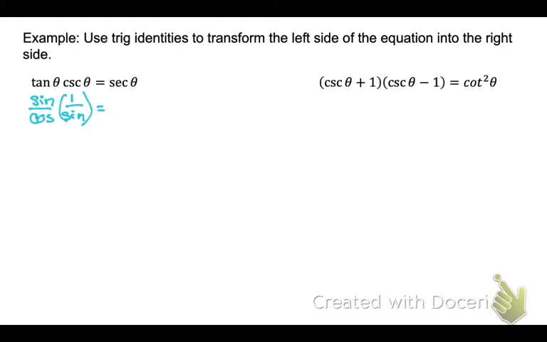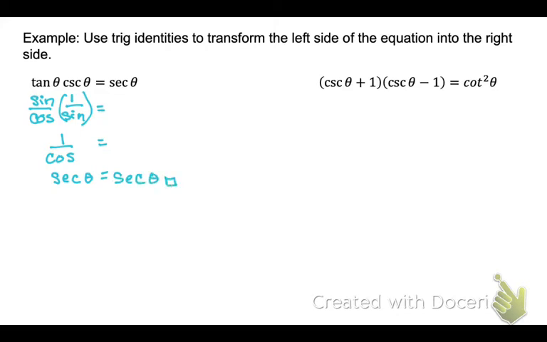So the signs reduce, and I have what? 1 over... I can't skip yet because I had to reduce it. You have to show that reducing. So what is 1 over cosine? Secant, which we wanted to have. So I have secant theta equals secant theta.